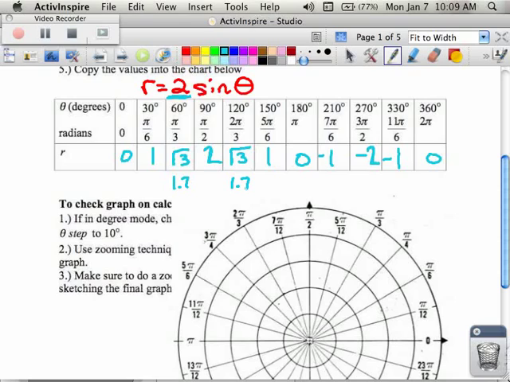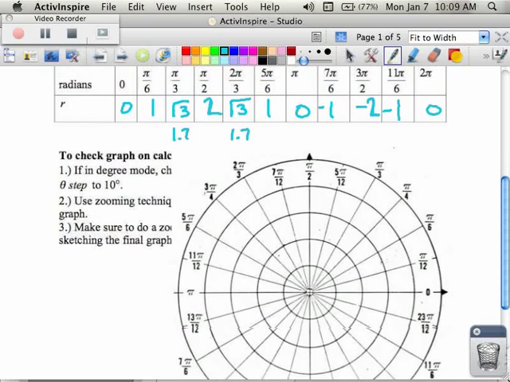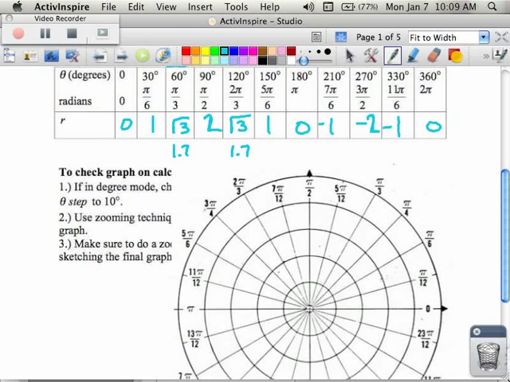And so now I go in my table and I'm like, okay, we learned how to plot these points earlier in our unit. So the degree measurement means where am I facing? I'm standing at the pole, so here I am at the pole. I'm standing right here. And I'm facing in a direction and I walk out the radius. So at 0 degrees, I don't go anywhere. So I'm right here on the pole.